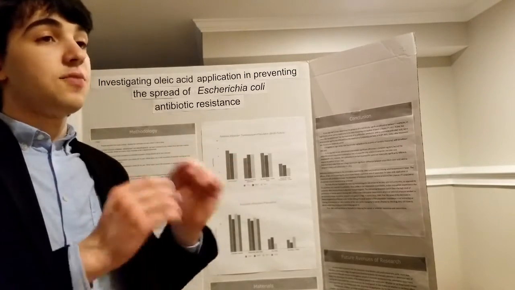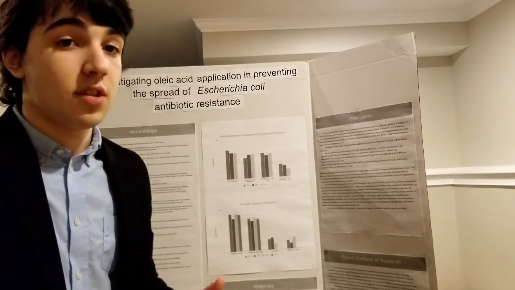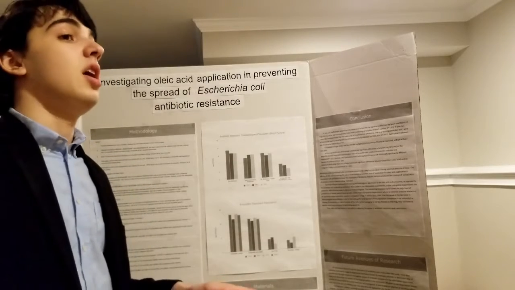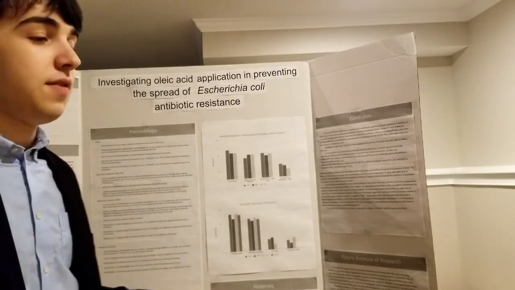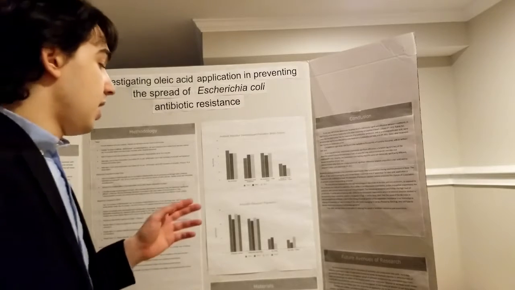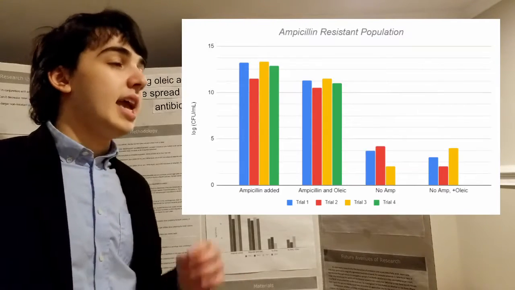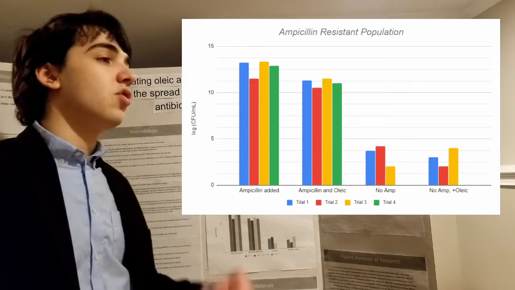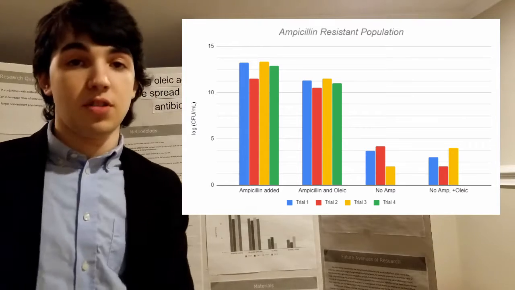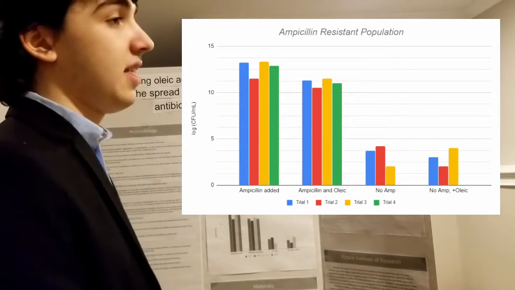One was a smaller population of antibiotic resistant bacteria mixed with a larger population of non-resistant bacteria. What I found was that in this scenario, if you applied oleic acid and antibiotics at the same time, you could decrease the total amount of antibiotic resistance genes in the population compared to just applying the antibiotic.